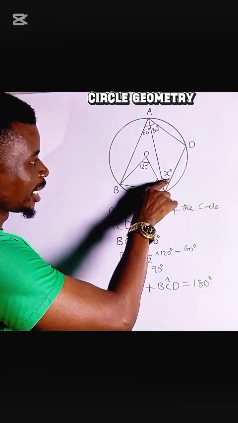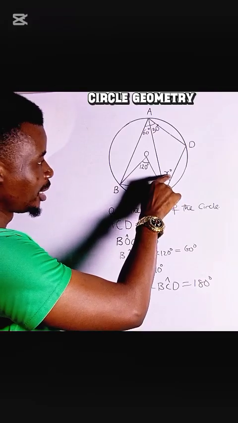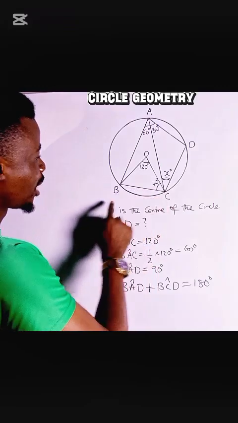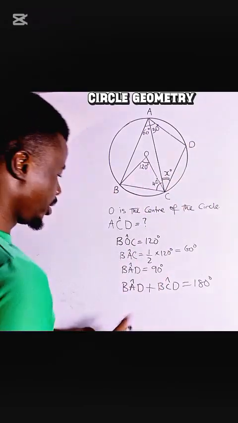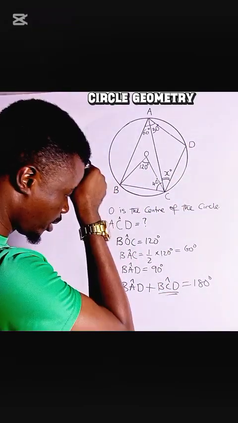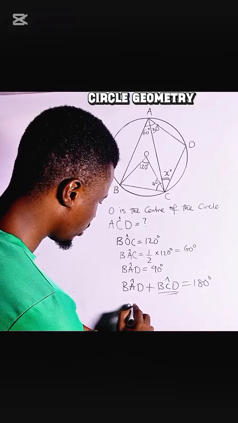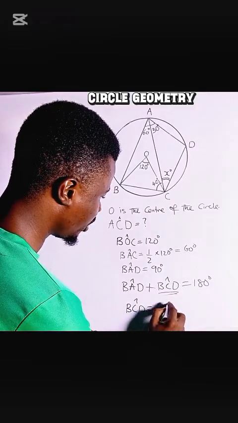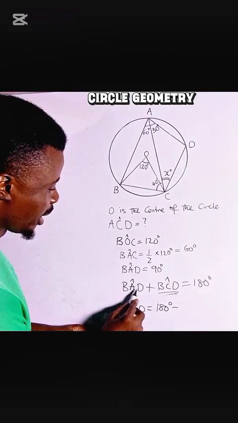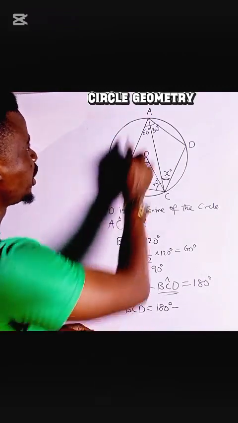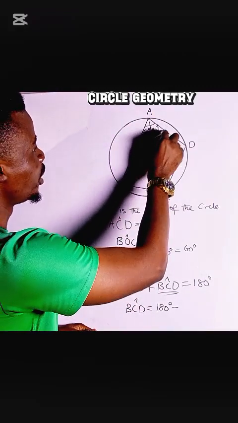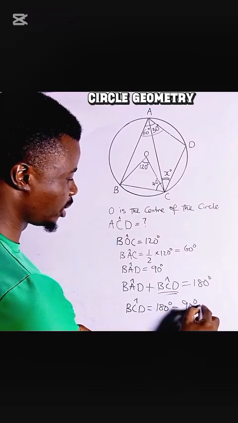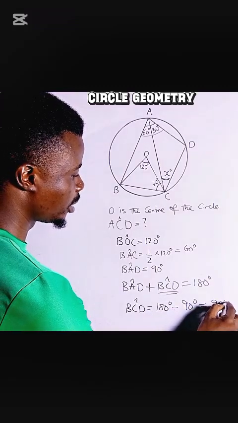But our goal, remember, is to find this angle here, X. What does it mean? It means that angle BCD, we can get it. Angle BCD is equal to 180 degrees minus angle BAD. What is BAD? The angle here, which is 90 degrees. So 180 minus 90 will give you 90 degrees.